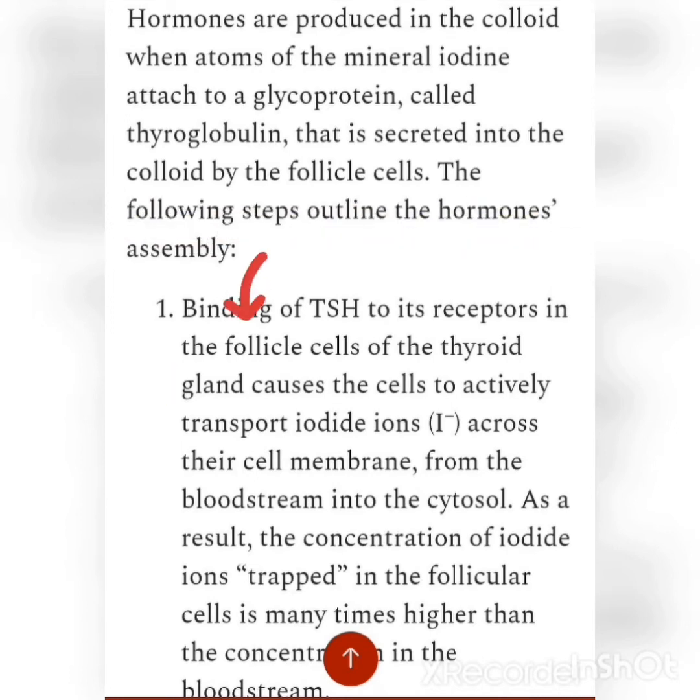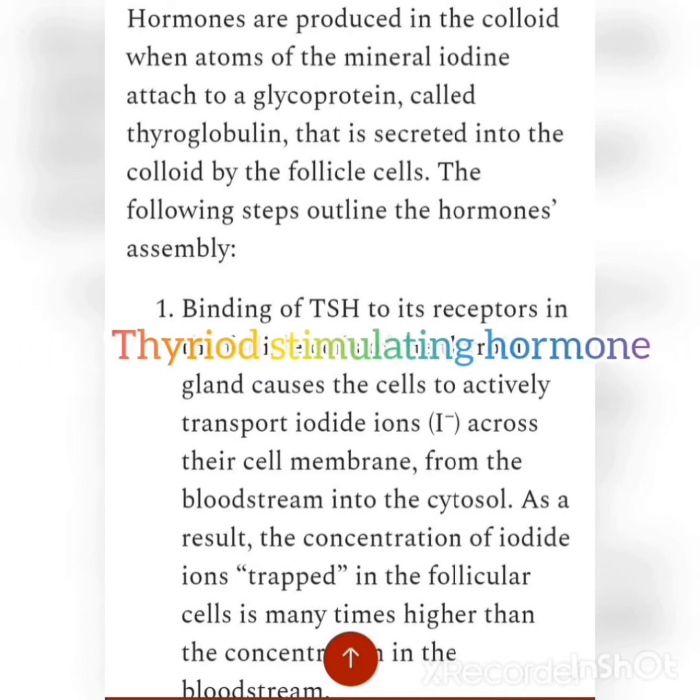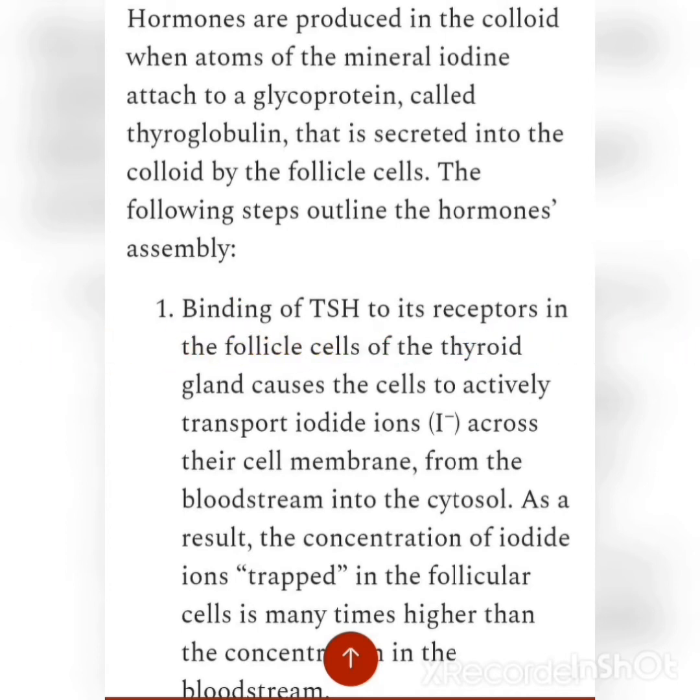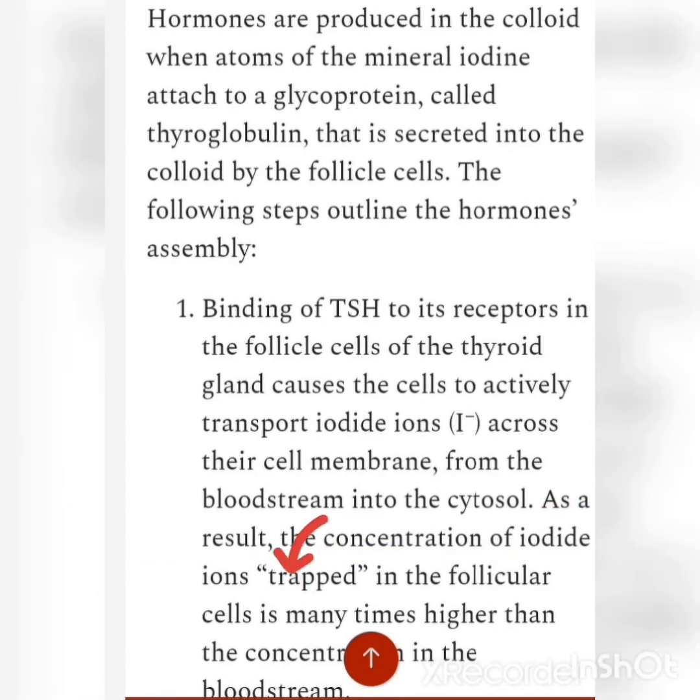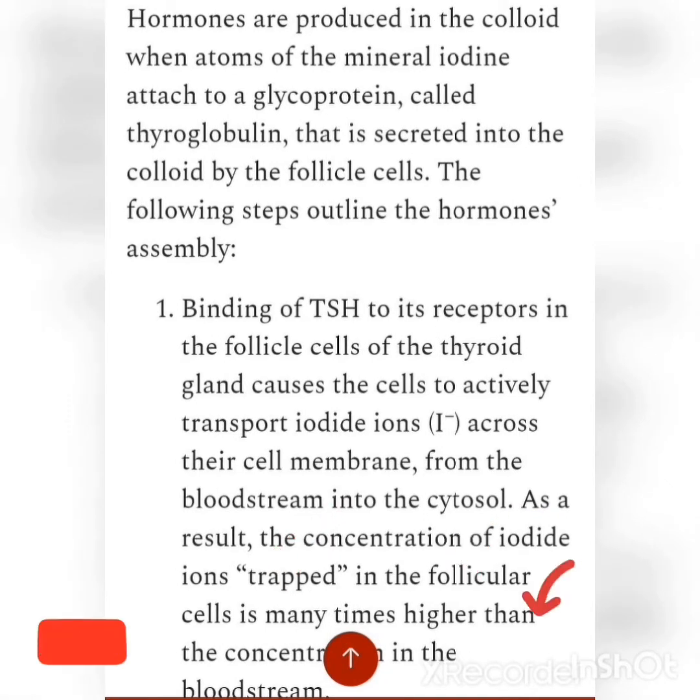First, the binding of TSH, that is thyroid stimulating hormone, to its receptor in the follicle cells of the thyroid gland causes active transport of iodide ions across their cell membrane from the bloodstream into the cytosol, by which the concentration of iodide ions trapped in the follicular cell is higher than the concentration in the blood.